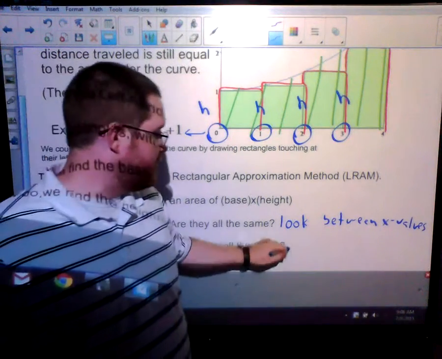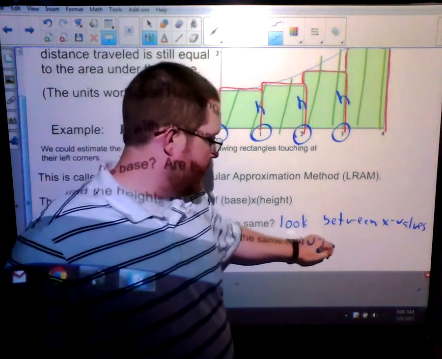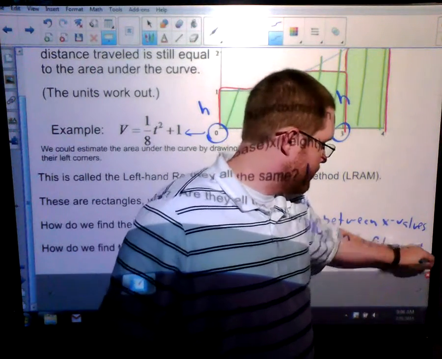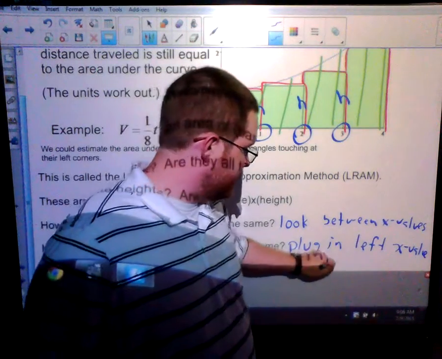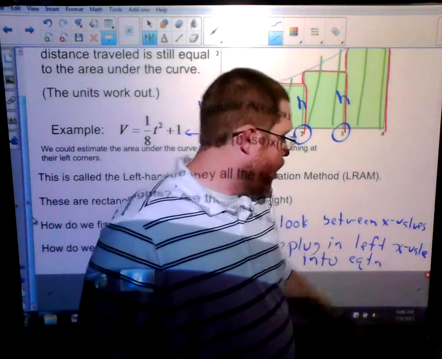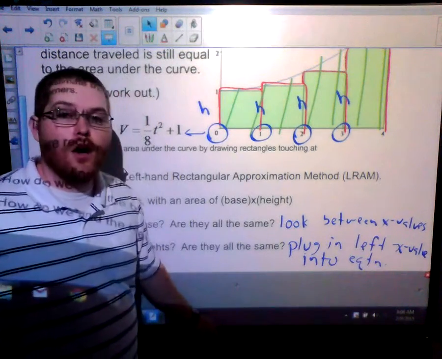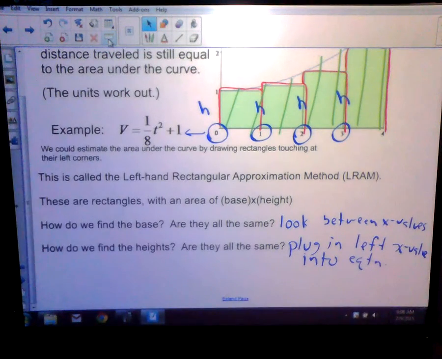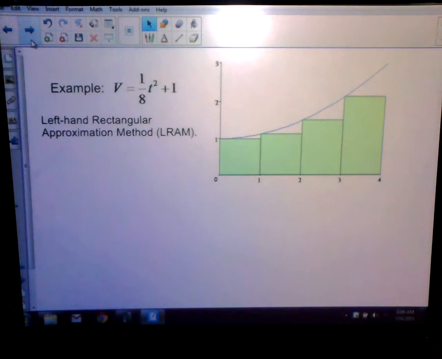So how do we find the heights? We plug the left x value into the equation. Are these all going to be the same? No, because you're getting taller as you go across. Okay? So let's try this problem. Let's do an LRAM problem. My advice, guys, is to make a table. Okay? So, here's my table.